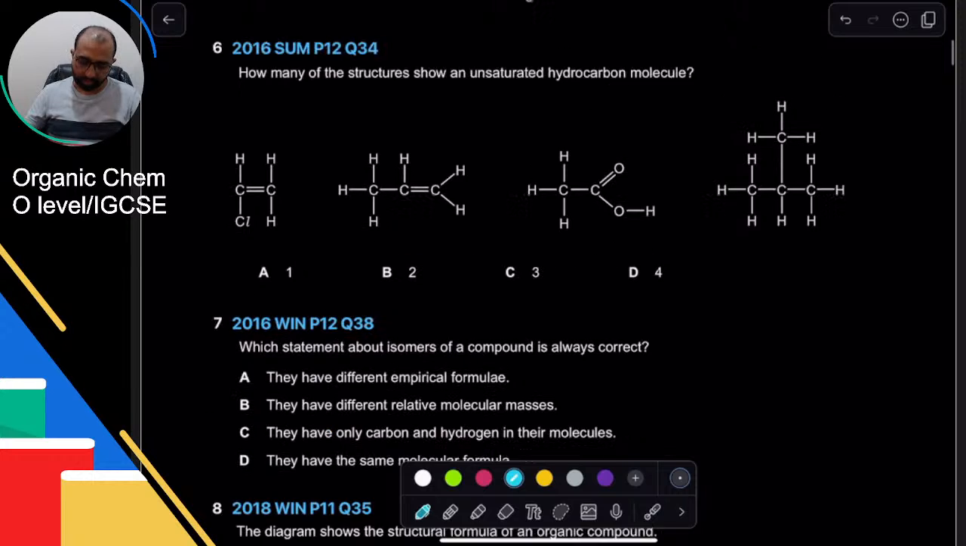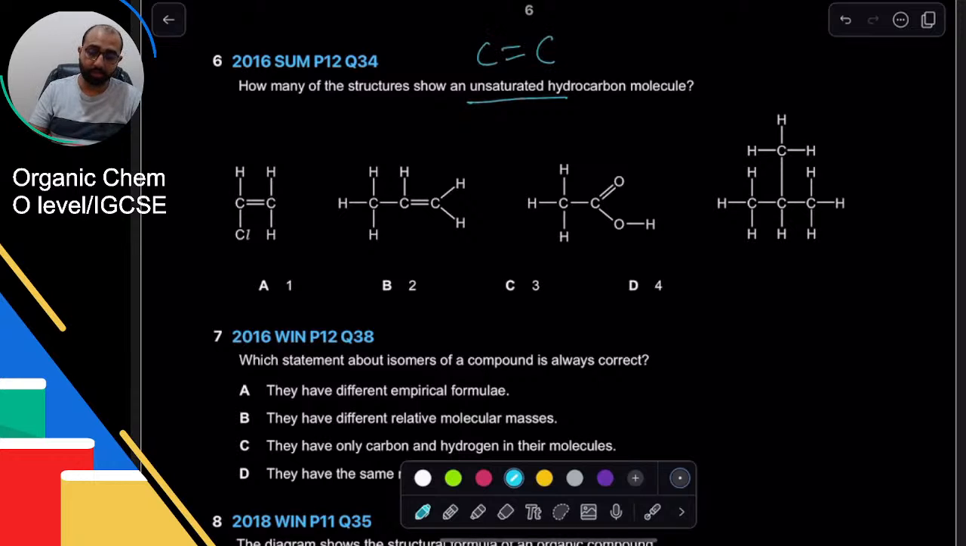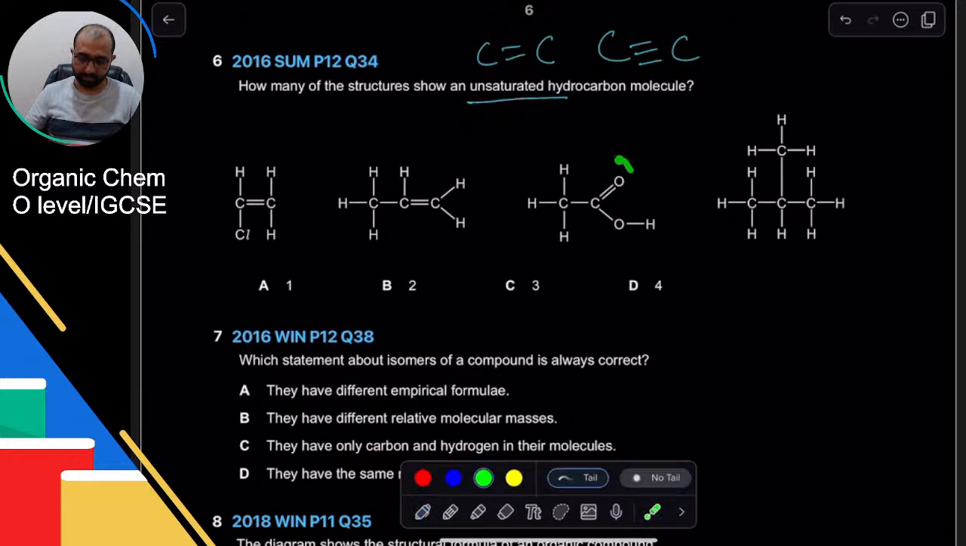Alright, moving on. How many of the structures show an unsaturated hydrocarbon molecule? What does unsaturated mean? You have carbon-carbon double bond or carbon-carbon triple bond. At least one is required. So based on that, we can see that first one has carbon-carbon double bond, second one has carbon-carbon double bond, third one has carbon-oxygen double bond. So this one is not carbon-carbon. So this is not considered unsaturated in our syllabus. So there's two of them, this one and this one.